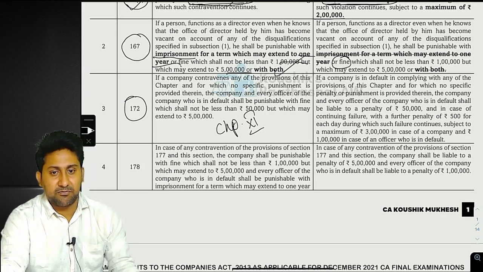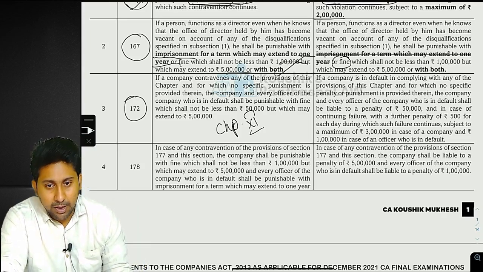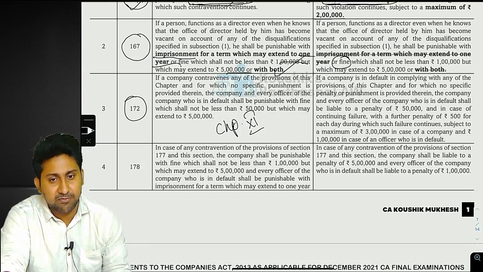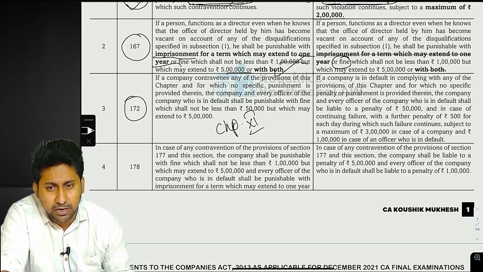Okay, punishment will be levied to him in the form of a fine. Minimum 50,000, maximum will be 5 lakh. Anyway, imprisonment is not there even prior to the amendment. Then what amendment do they want to bring now?